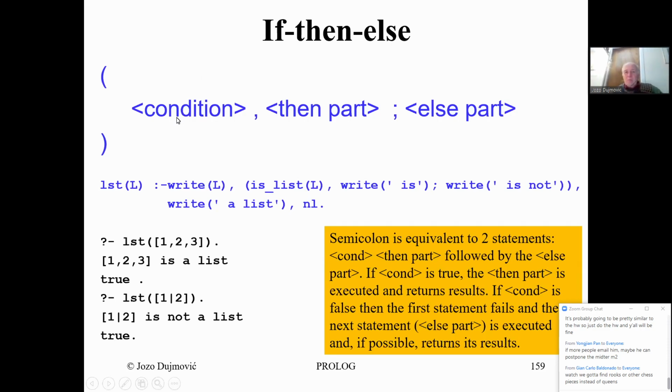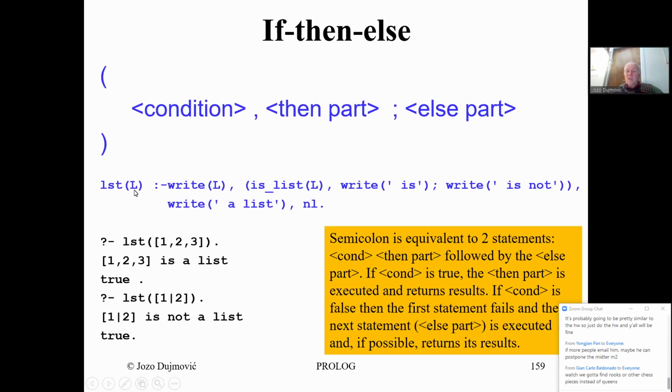So if the condition succeeds, perform the then part. If it does not succeed, you cannot continue here. You drop to the next line, which is this else part. So if the condition fails, perform the else part. If the condition succeeds, perform the then part. Now, let us use this to check whether something is a list.